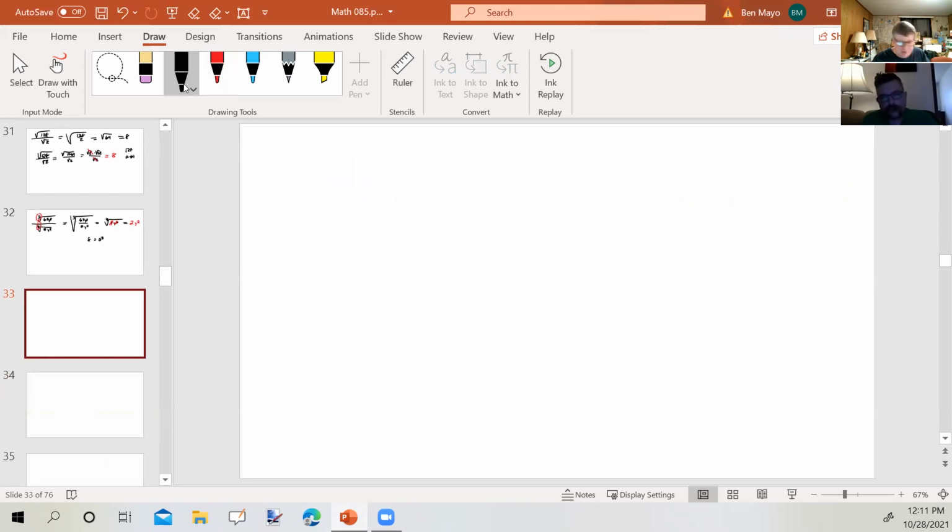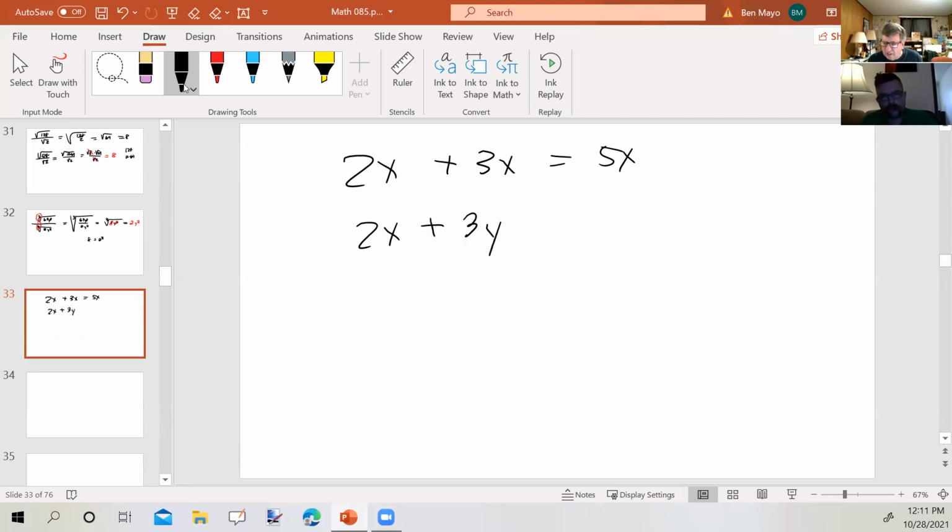It says simplify by combining like radicals. What are like radicals? Well, first of all, let's go back to what are like terms. What's 2x plus 3x? That's 5x, right? Those are like terms. They have different coefficients, but the same variable. But if I have 2x plus 3y, those are not like terms. I can't do anything with it, right?